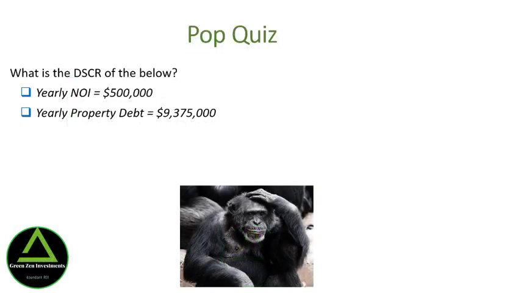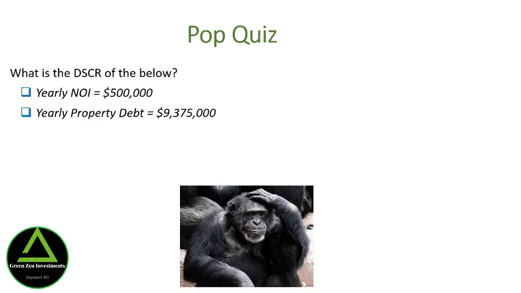Keeping that in mind, here's a pop quiz. There are a few different ways to say it, but what is the debt service coverage ratio of the example below? The yearly NOI is $500,000, and the yearly property debt is $9,375,000. So what is the debt coverage ratio in this situation?